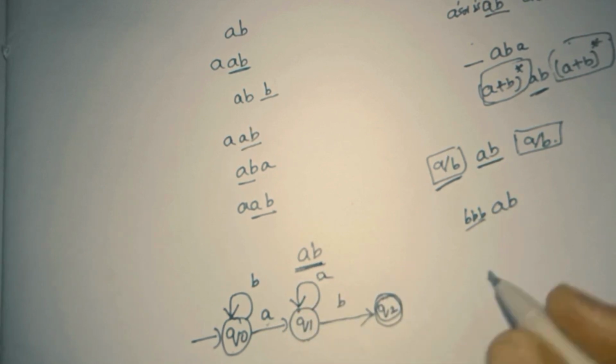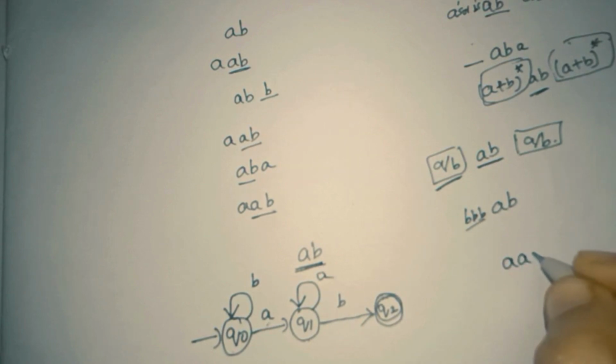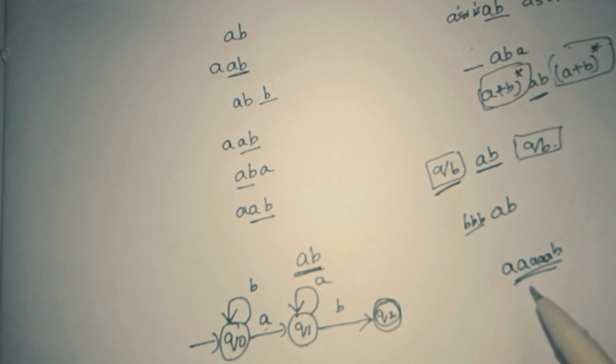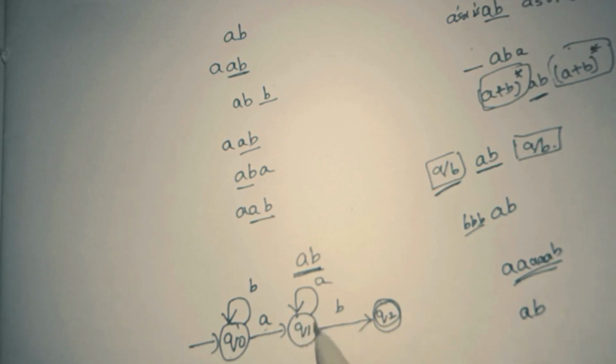So if I take strings like A, B, then this will be accepted. A, any number of A's, B, ending with this one, hence it is accepted. If you take a single AB, this is accepted. Two ABs, one A, two AB, this is accepted. So hence we can put a loop.